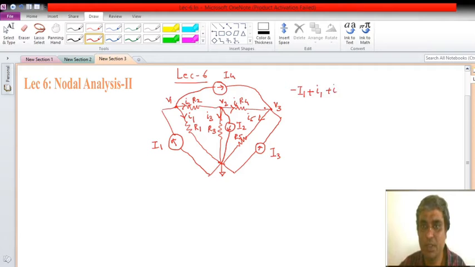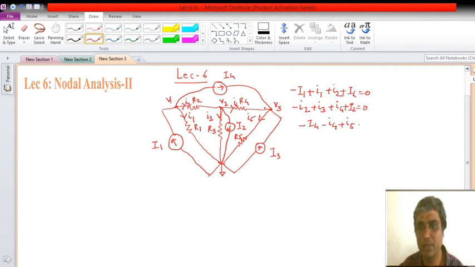I1 plus I2 plus I4 is equal to 0. This is KCL for equation 1. Then what will be for node 2? Minus I2 plus I3 plus I4, leaving it is, so plus I2, that is equal to 0. Then what about this? This will be incoming, so minus I4 minus small I4 plus I5 and minus I3 equal to 0. So these are the KCL set 3 equations, but it's of no use.